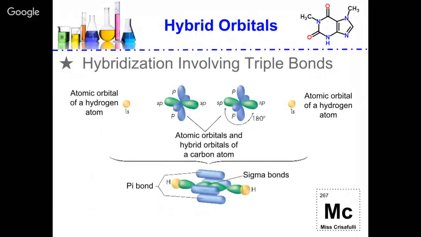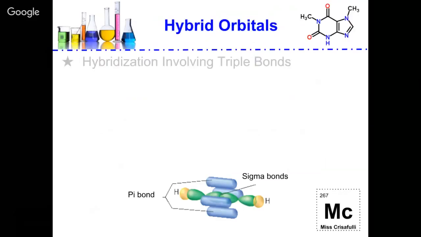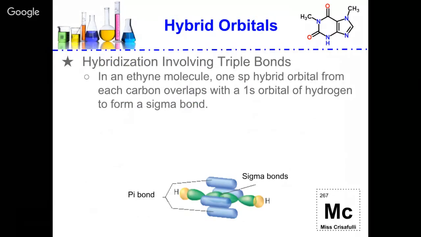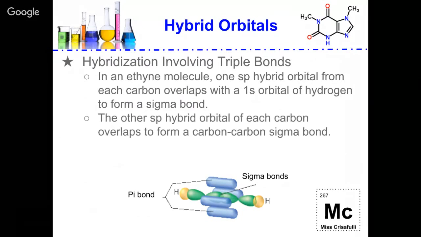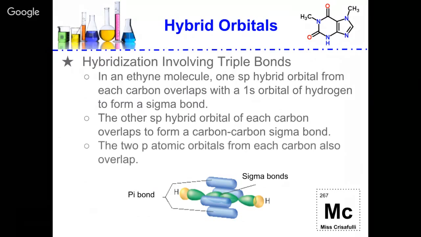We're going to have the 1s and all those p orbitals. Your sp hybrid orbital along the axis is going to overlap, forming your sigma bonds. Then you're going to have the two p orbitals on the top, and the ones front and back that are also going to overlap to form your pi bonds. So in an ethyne molecule, one sp hybrid orbital from each carbon overlaps to form a sigma bond, and the other sp hybrid orbitals of each carbon overlap to form another sigma bond, and then the p orbitals are going to overlap to form your pi bonds.